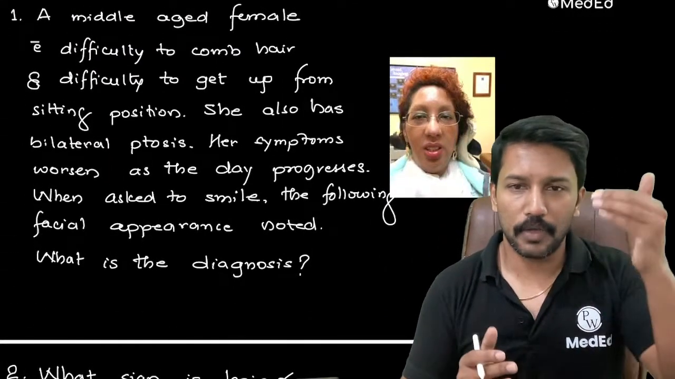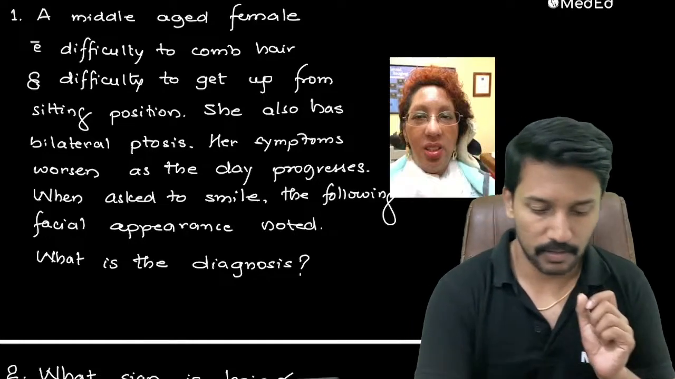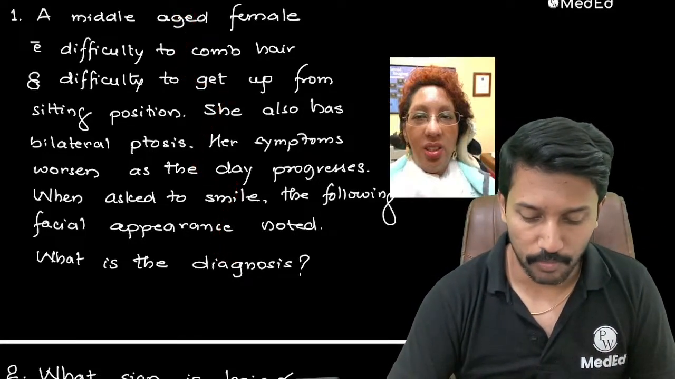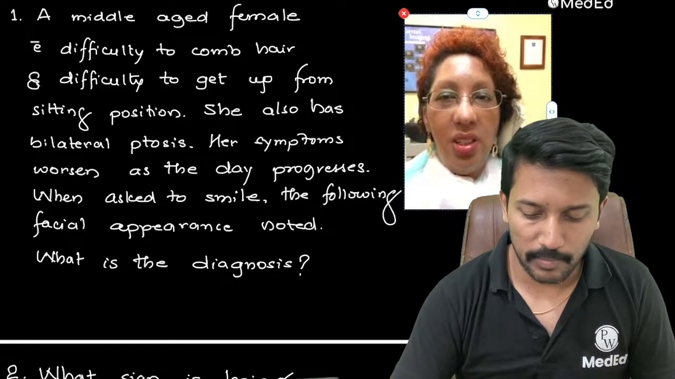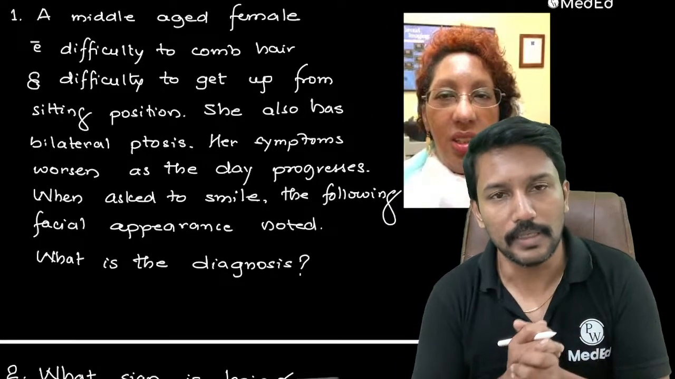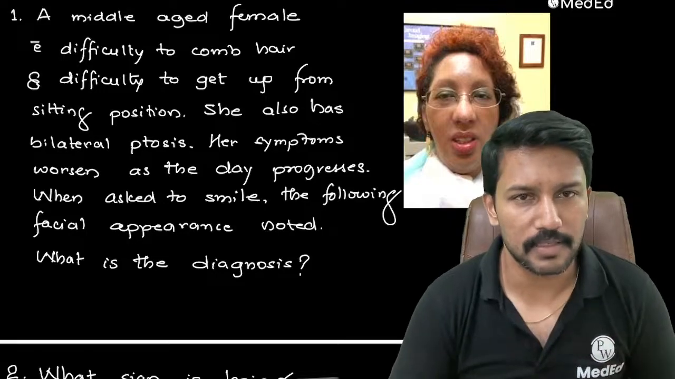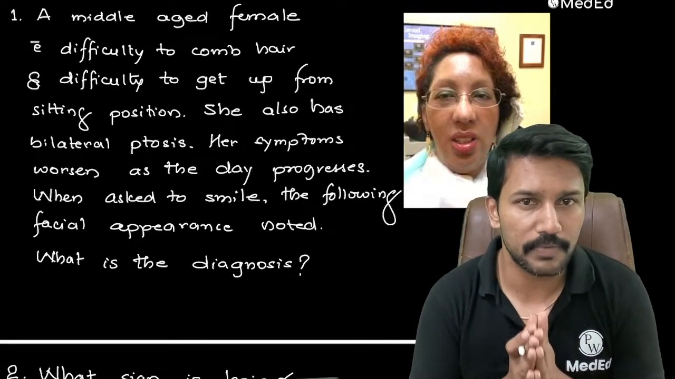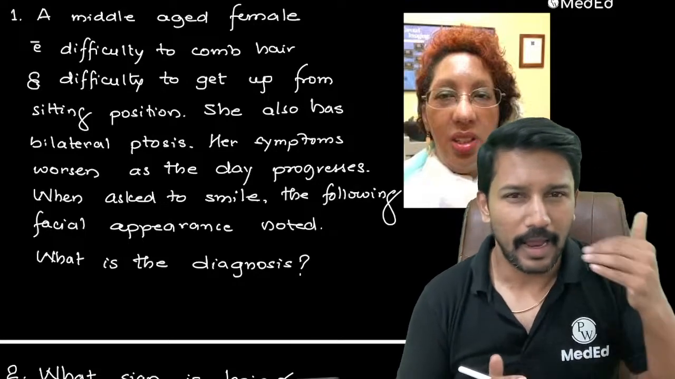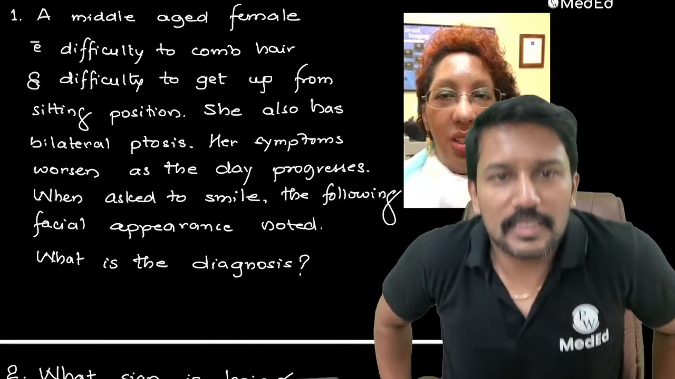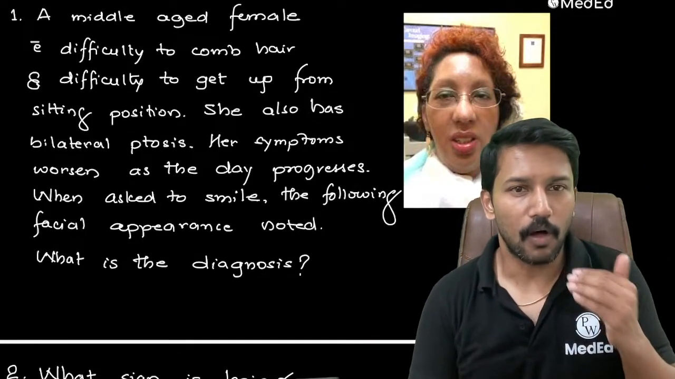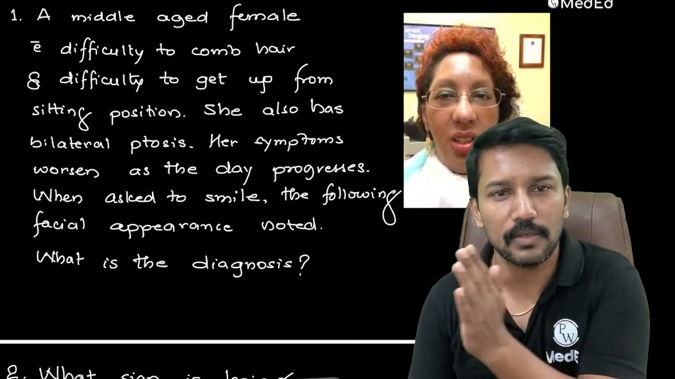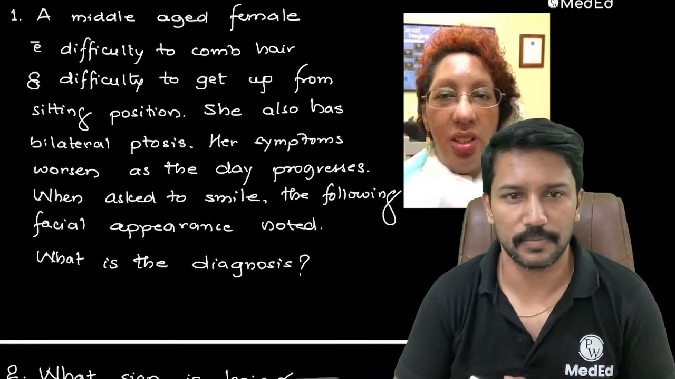What we will do is, instead of giving you options, we will have a clinical stem, and I want you to identify which disease the stem is talking about, and then we will talk a little bit about the image, what we need to know from the image. Okay, so we'll start with the first stem. In this stem we have a middle-aged woman who presented with difficulty to comb hair and difficulty to get up from the sitting position, right? She also has bilateral ptosis and her symptoms get worsened as the day progresses.